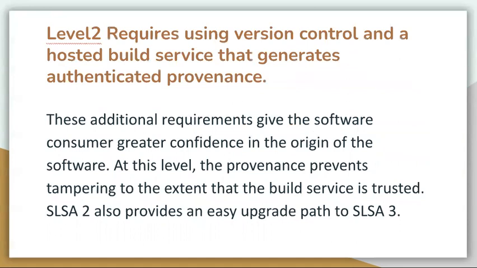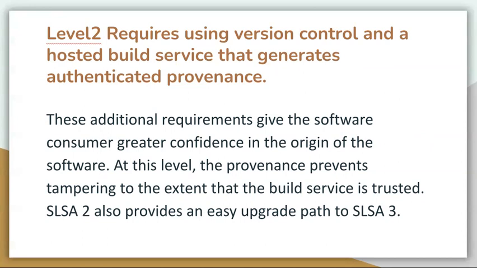Next is level 2, which requires using version control and a hosted build service that generates authenticated provenance. These additional requirements give the consumer greater confidence in the origin of the software. And at this level, the provenance prevents tampering to the extent that the build service is trusted. So this is going to provide you a level of protection against tampering, to the extent that the build service is trusted. SLSA 2 provides an easy upgrade path to SLSA 3.